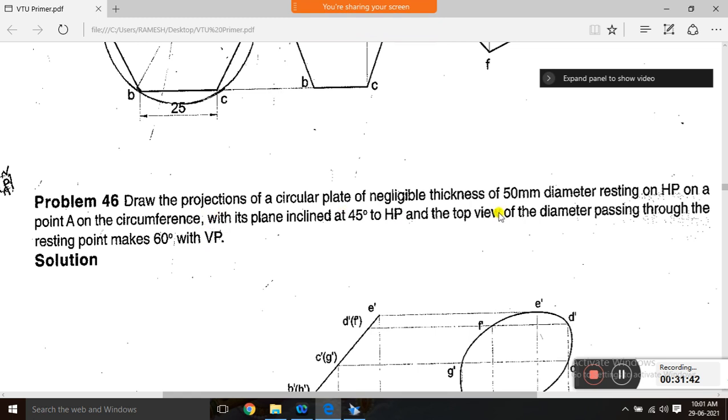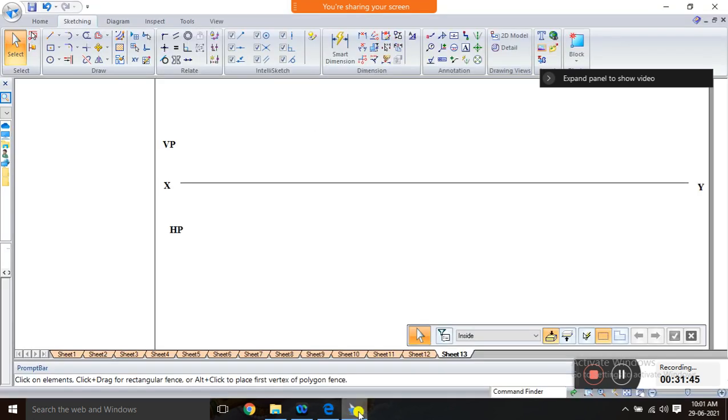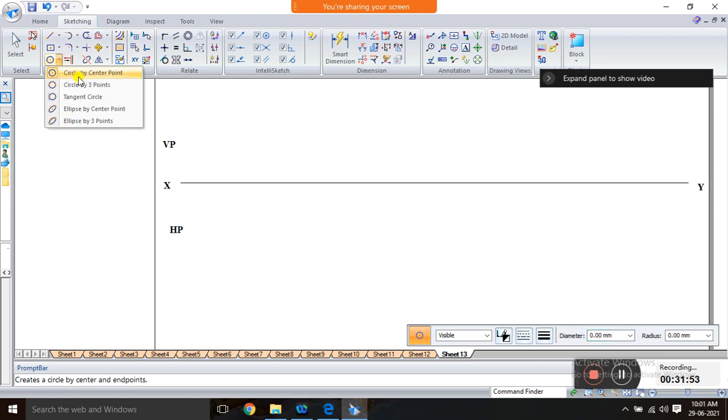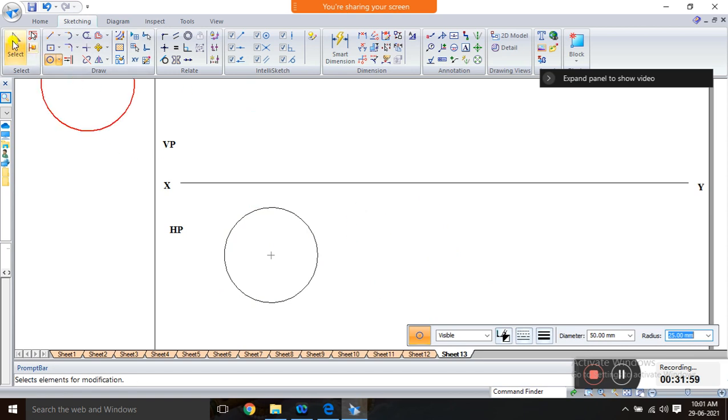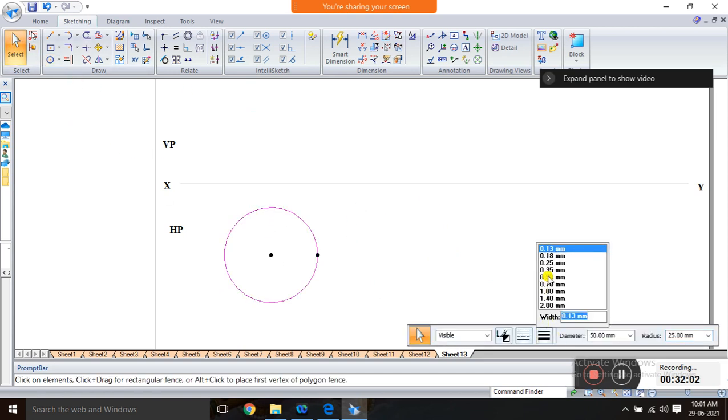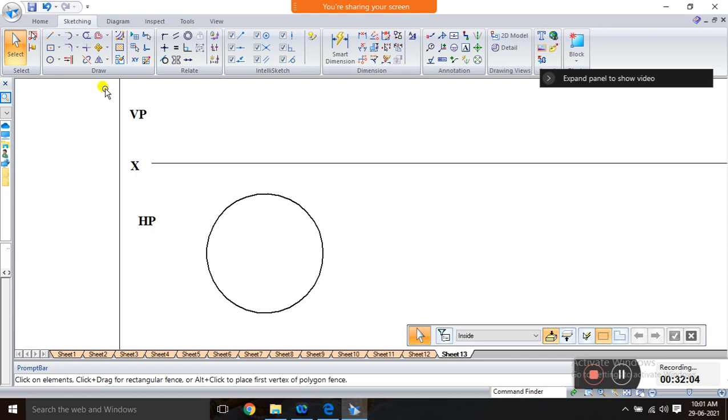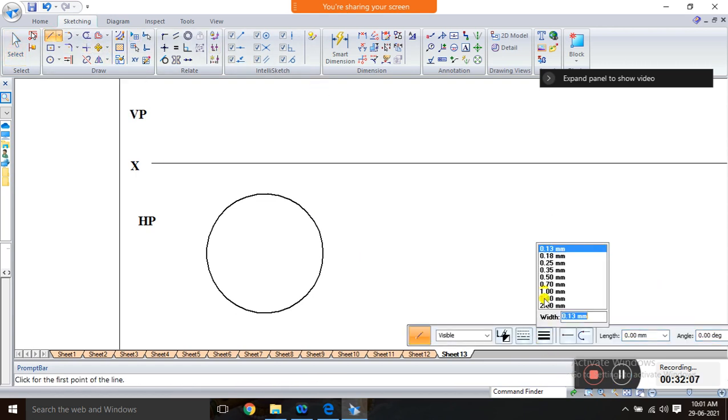So first it is of 50 mm. Draw a circle with the help of your compass. So diameter is 50, and place it like this. This should be thick because it is a visible one. Once you draw the circle, you have to divide the circle, because we need points. That's why we have to divide the circle into equal parts, not 5 parts, not 6 parts, not 7 parts. It should be equal, meaning 4 parts or 8 parts. Like this you have to equally divide.